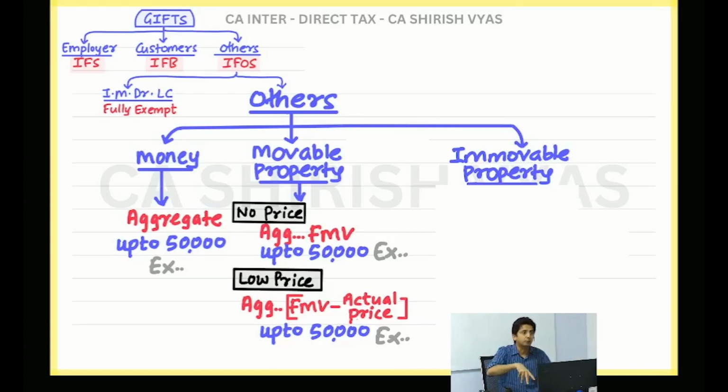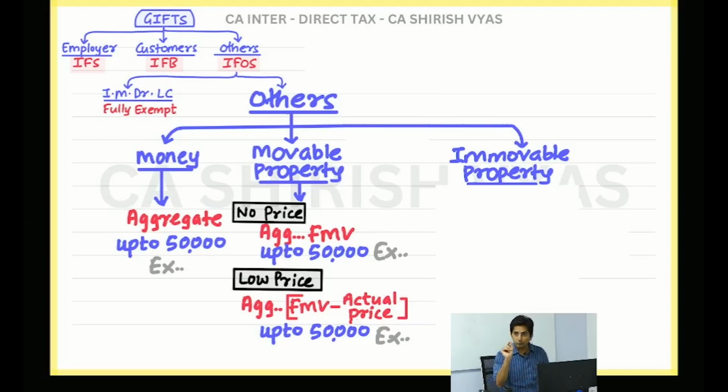And then if it is up to 50,000, exempt. Above 50,000 it will be taxable. Are you noticing so much is there here? That's why I didn't touch gift theory at the beginning. Okay, now answer this, think and answer.